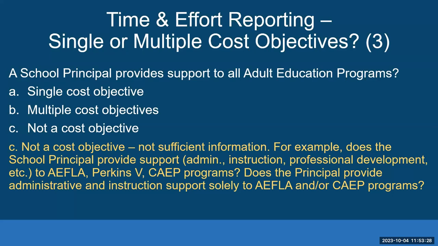Okay, great. And then, are CASAS testing and admin tasks considered different cost objectives? Yes. CASAS testing is direct services, everything that is direct to students. It's part of the 95% of the grant, which is the adult education and literacy activities. The administration is a different cost objective because there is that 5% that needs to be identified. So that is why it's two different cost objectives.